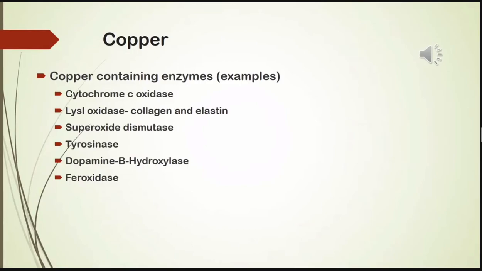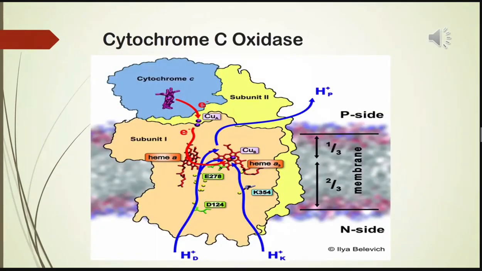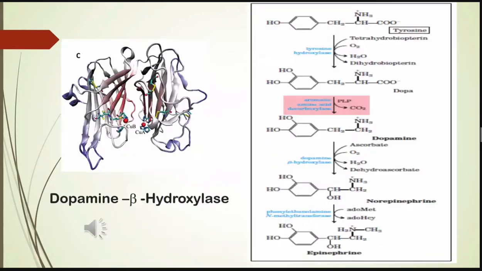The following are examples of copper-containing enzymes. You have, of course, your Cytochrome C Oxidase, your lysyl oxidase, your Superoxide Dismutase, your tyrosinase, your dopamine beta hydroxylase, and your peroxidase. This slide is just to show you that Cytochrome C Oxidase contains not only copper, but also iron in the form of heme.